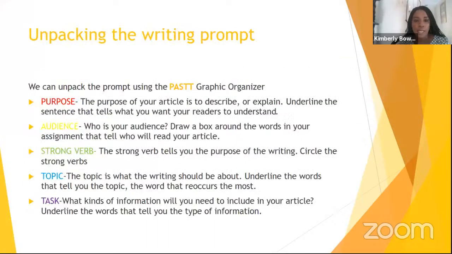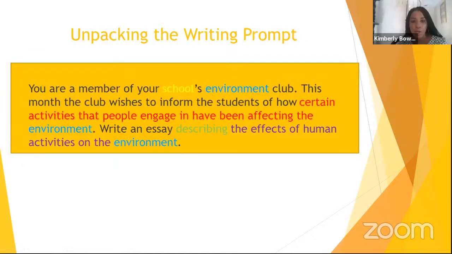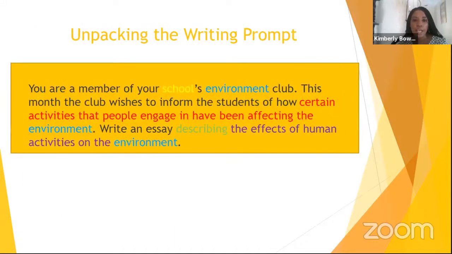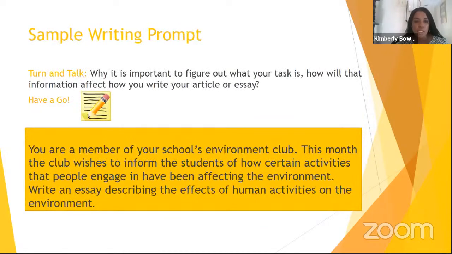All right, let's go to my audience. Who is going to be reading my essay? It says you're a member of the school's environment club. Those words tell me that I'm going to be in a school setting. It says this month, the club wishes to inform the students. So I think I've got my audience there. I can clearly say in yellow, my audience. Well, the audience is the school, yes, but more importantly, the students in the school, because those are the persons that you're informing. All right, let's look for my strong verb, and my strong verb should be in green once I've toggled to the answer.